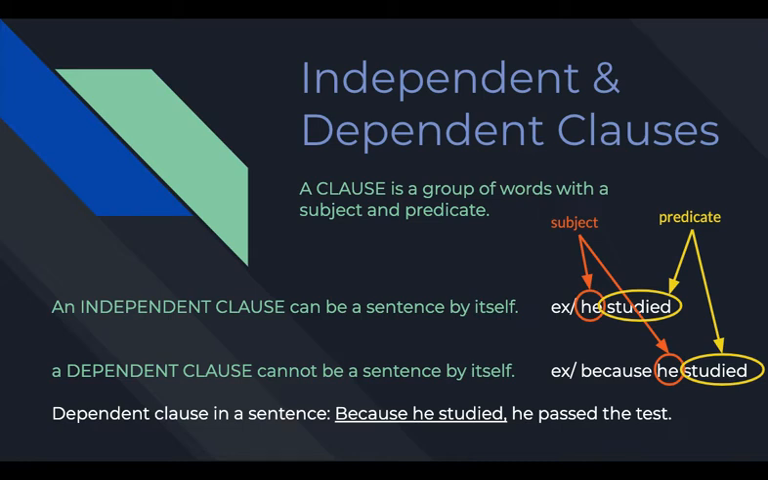So here at the bottom, I noted an example of how to put that dependent clause in a sentence. Because he studied, he passed the test. That because he studied dependent clause depends on he passed the test to be a complete sentence.